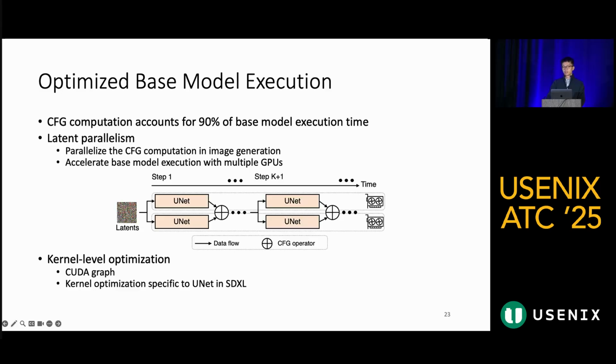And Katz also exploits parallelization opportunities to accelerate base model execution with multiple GPUs. This is specially designed for the CFG operation in the denoising process, which is the dominant computation in image generation. While enabling CFG, the input latent tensor is duplicated and the two tensors are denoised, one conditioned on the text and another not conditioned. As the conditioned and the unconditioned denoising have no data dependency, Katz can parallelize them on different GPUs. And besides, Katz also includes several kernel-level optimizations to accelerate the base diffusion model inference.